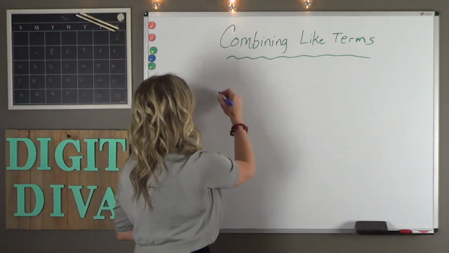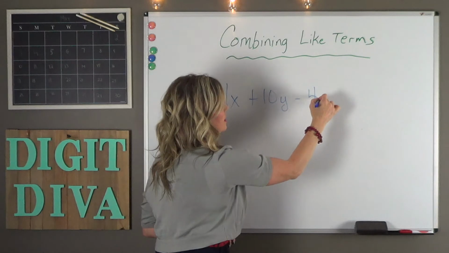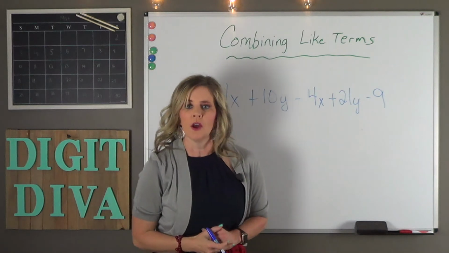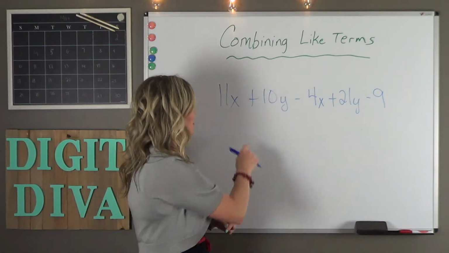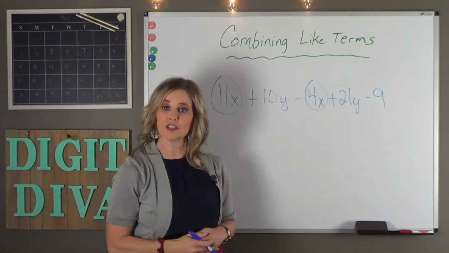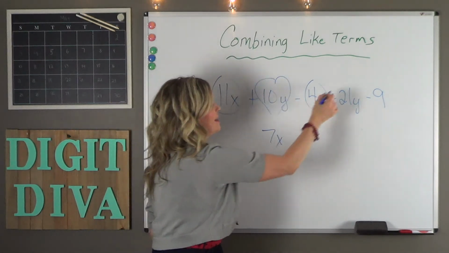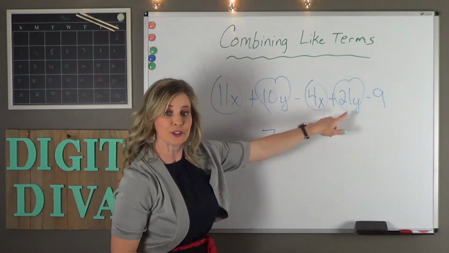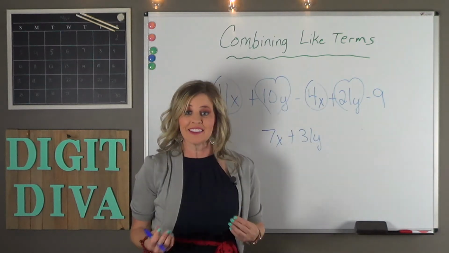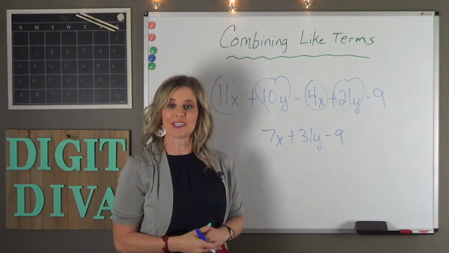All right, how about 11x plus 10y minus 4x plus 21y minus 9. How many terms do we have in this expression? 1, 2, 3, 4, 5. Our like terms, I'll put my x's in circles. 11 minus 4 is 7. I'll put my y's in hearts. 10 plus 21 is 31. And 9 does not have anything to join with. So we drop it down with our final expression.